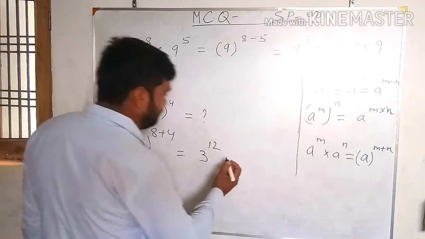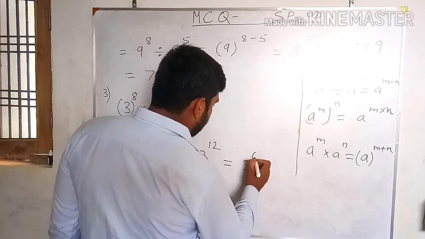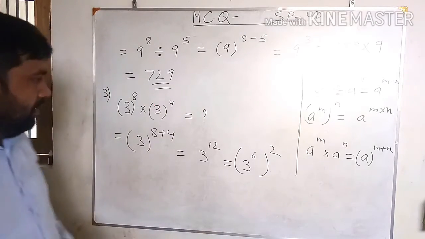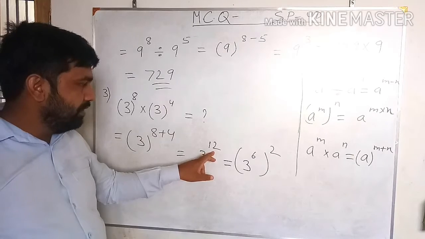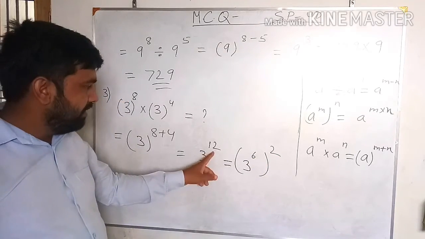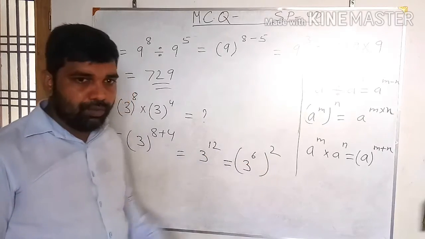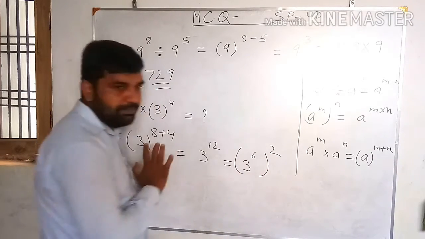You can see here, we can also write 3 to the power 6 whole to the power 2. Now consider this situation. 3 to the power 12. We can convert this in the form of the power law. In the reverse we have done. We have broken this 12 into the power law, 3 to the power 6 whole to the power 2. If you take the base common and multiply the powers, you get 3 to the power 12, the same thing only.